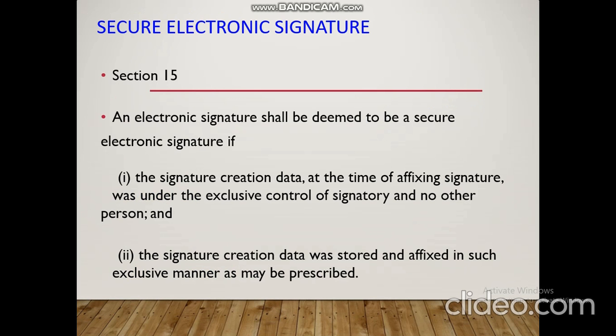So for any electronic signature, when they are going to write an electronic signature on the document, there should be the date, that is, the creation data. That means when this signature is being done, when he has affixed that particular signature. So this has to be there in the particular electronic document.